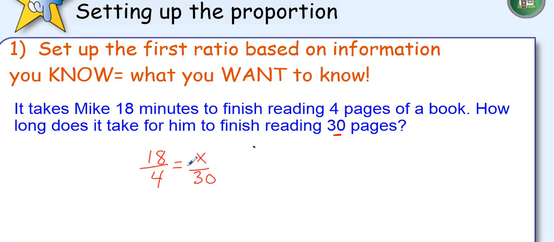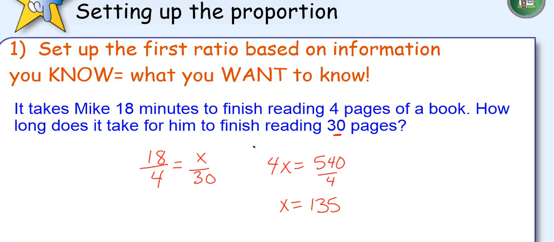Once it sets up this way, I'm just going to cross multiply. So 4x equals 30 times 18, which equals 540. Then I want to get rid of this 4. The opposite of multiplying by 4 is to divide by 4. So x has to equal 135. These must be big pages, 135 minutes for 30 pages.